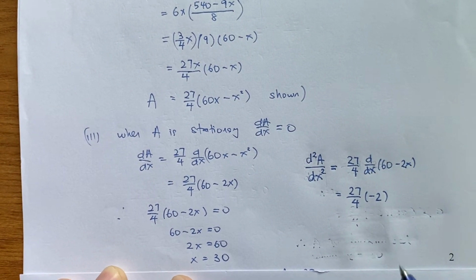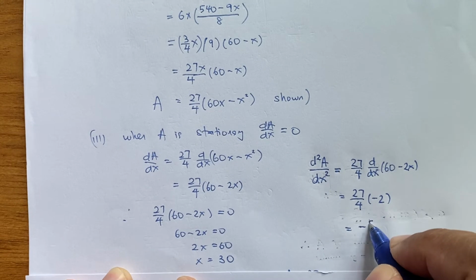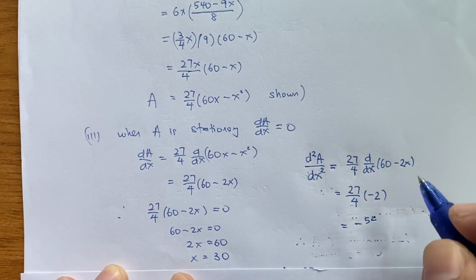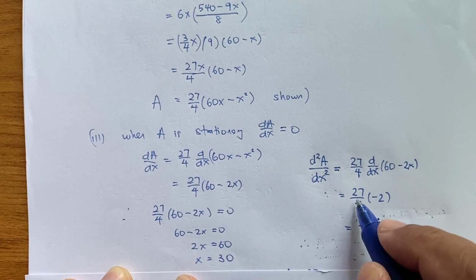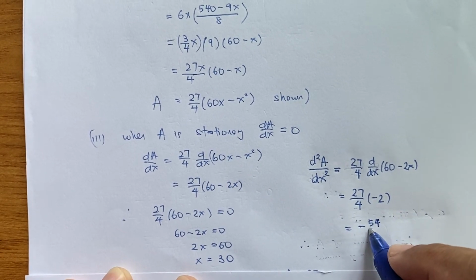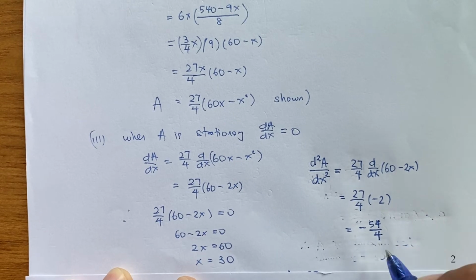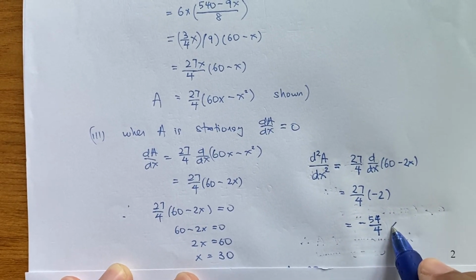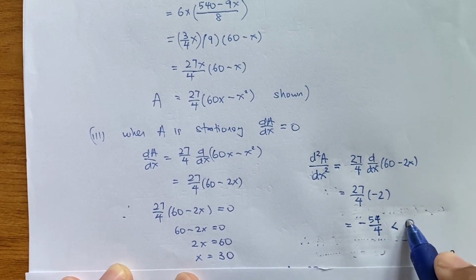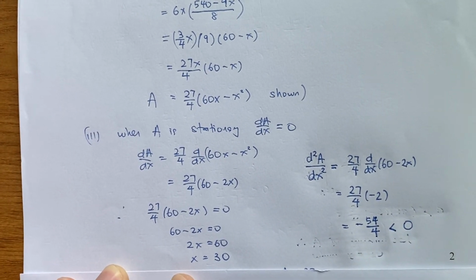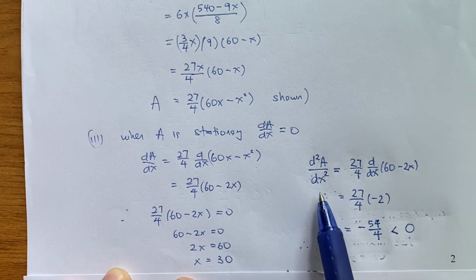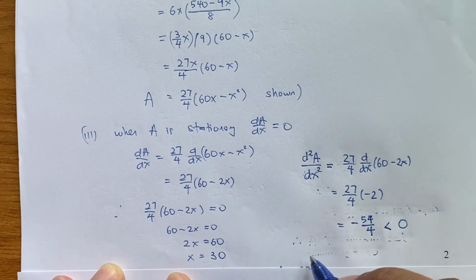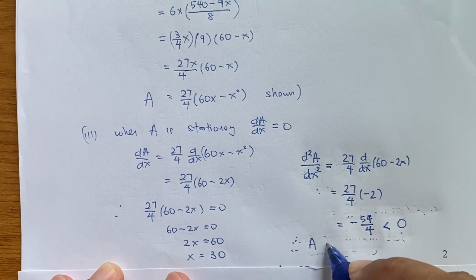Now I'm going to get 27 over 4 times negative 2. This one is very simple, it's actually negative 54 divided by 4. Of course, we can simplify, but I choose not to because I can already see that this must be less than 0. So now, when d2A/dx squared is negative, we have already shown that A is maximized.